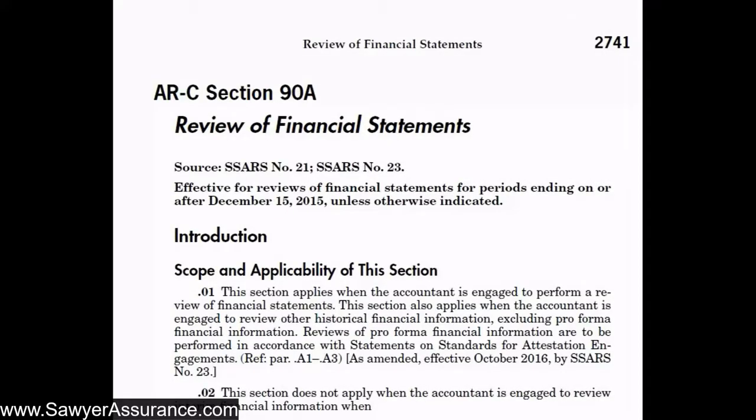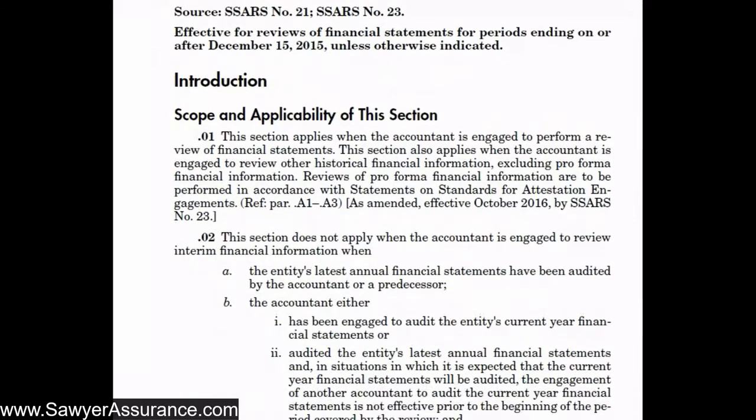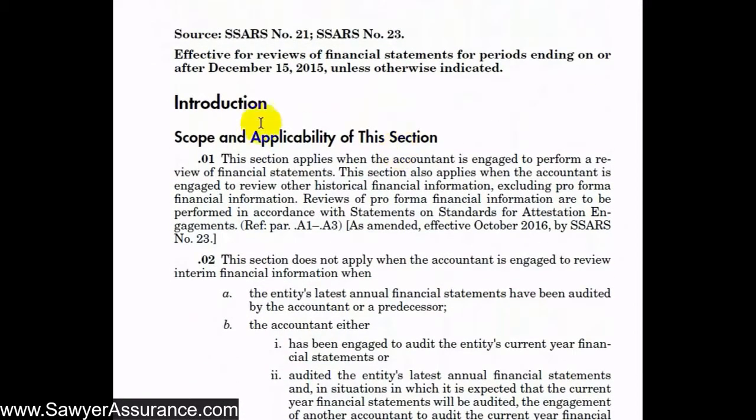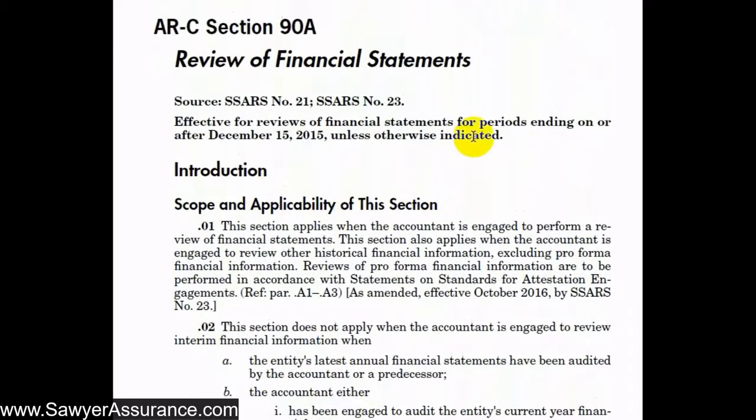Okay, so in this video, we begin our trek through ARC Section 90A, which is specific to the review of financial statements under SSARS. It's promulgated in SSARS Numbers 21 and 23, and it's effective for reviews of financial statements for periods ending on or after December 15, 2015. And so for this video, we'll just go through an introduction and the scope of this ARC Section 90A and how it applies to our engagements.